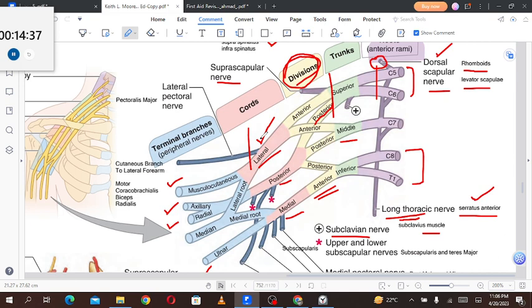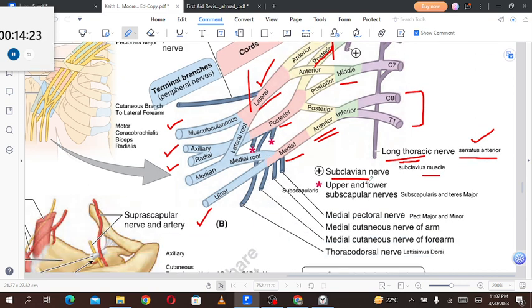Then moving to the cords. From the lateral cord, we have the lateral pectoral nerve. The lateral pectoral nerve is going to supply the pectoralis major. The posterior cord is giving rise to three nerves. The first one is, these two stars are for the upper and lower subscapular nerves. The upper and lower subscapular nerves are going to supply the subscapularis and the teres major muscle. Remember that the subscapular nerves supply the teres major and subscapularis muscle, and the teres minor is being supplied by the axillary nerve. Okay, so we'll see that when we come here, but remember the thing.